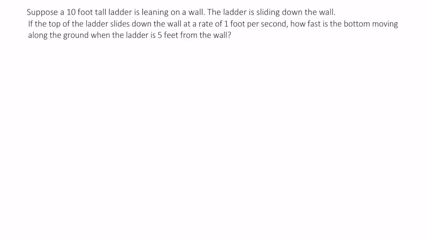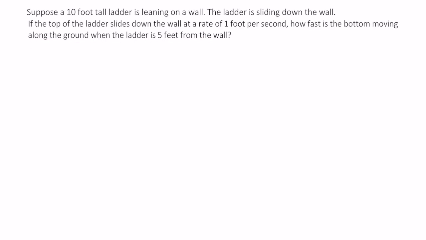Welcome. In this video, I'm going to continue an example of a classic related rates problem. So we have a 10-foot ladder leaning up against a wall. The ladder is sliding down the wall. If the top of the ladder slides down the wall at a rate of 1 foot per second, how fast is the bottom moving along the ground when the ladder is 5 feet from the wall?